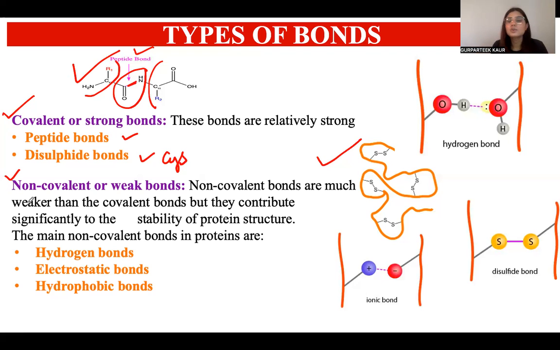The second category is the non-covalent bond, and non-covalent bonds are weaker than the covalent bonds. And these contribute to the stability of the protein structure. The different kinds of non-covalent bonds present inside the protein structure are hydrogen bonds, particularly which are forming between the OH hydroxyl group containing amino acids, such as tyrosine. So here you can see this kind of hydrogen bond can be formed. Then we have electrostatic bonds, and we have hydrophobic bonds. So these are involving the charges.